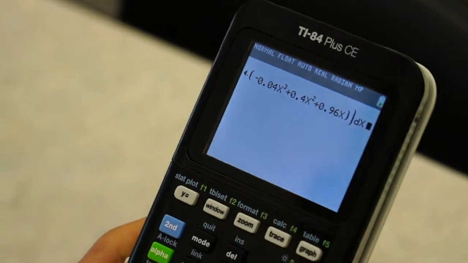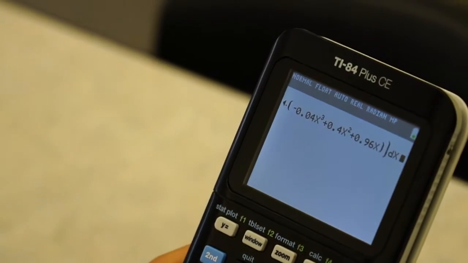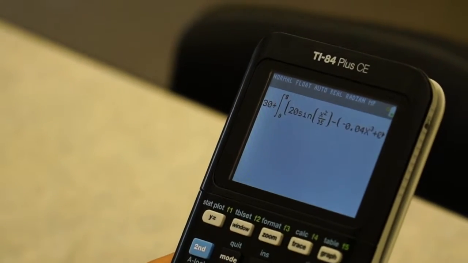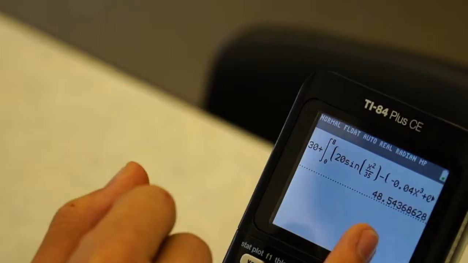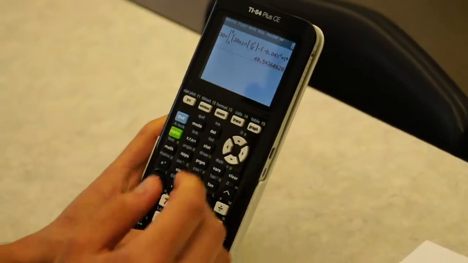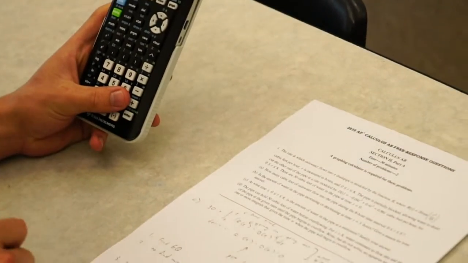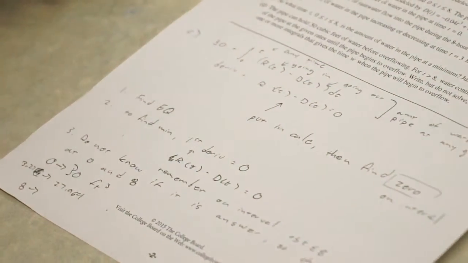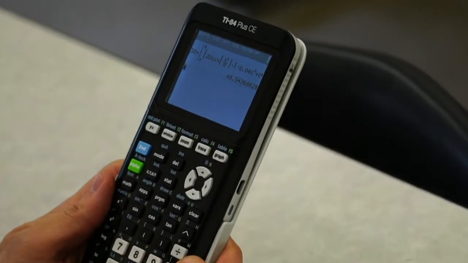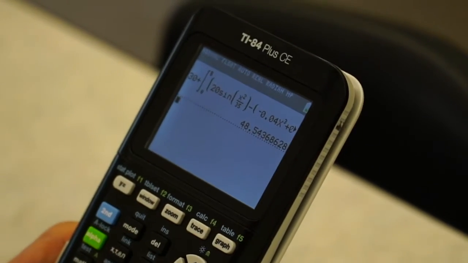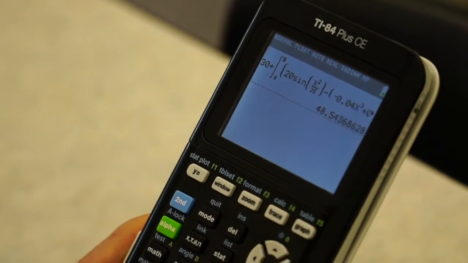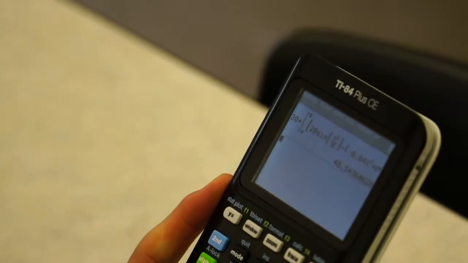Okay. So as you can see, I've entered the entire function into the calculator, and when I press enter, you get this value, 48.5437. And as you can tell, we have so far at 0, there are 30 cubic feet of water in the pipe, and at time 8, there is 48.5437 cubic feet of water in the pipe. And then the only thing we have to do now is find the amount of water in the pipe at time 3.2716 seconds.